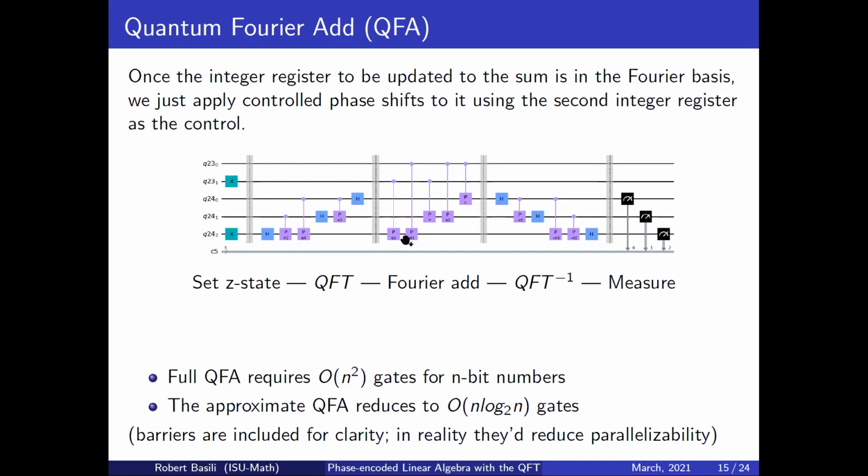And it's not unlike the Fourier transform, a cascade of these phase rotations, and then we invert the rotation and we measure it, and that's the function. Then once we get it out, this second register has the new sum on it. So the full quantum Fourier adder requires n² gates for n-bit numbers.